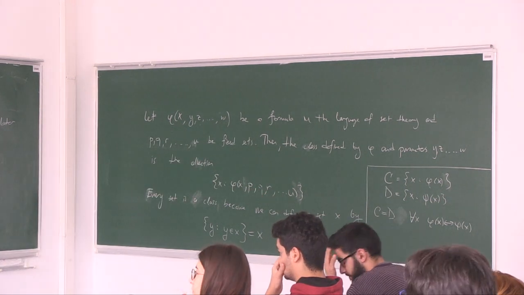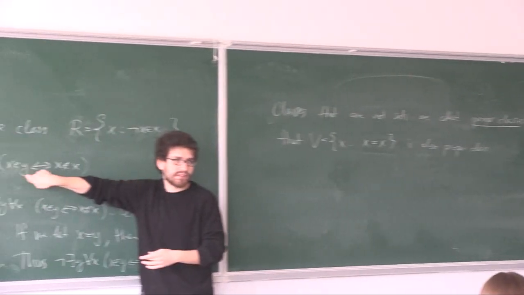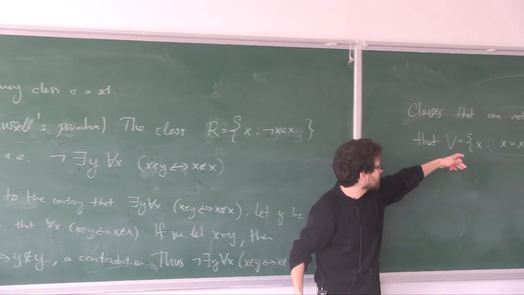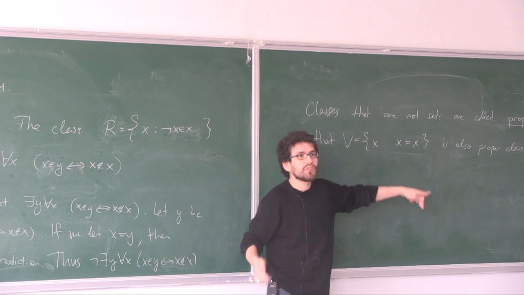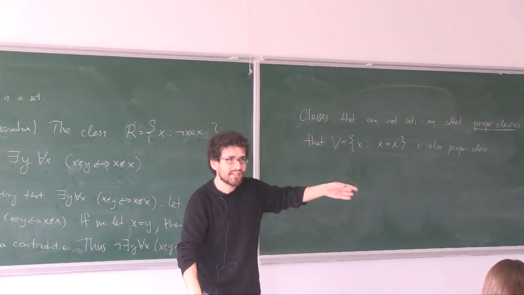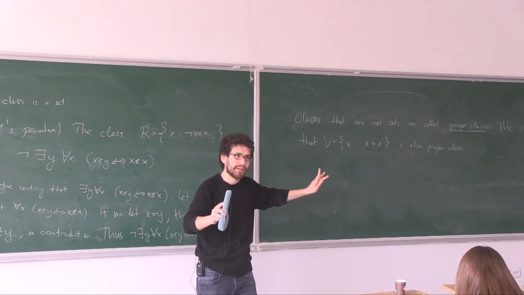But when you translate everything properly to your axiomatic system, you can just prove these things. Like, we will prove that there is no set which contains all sets. That's the same as saying this is a proper class. We're going to prove that later.